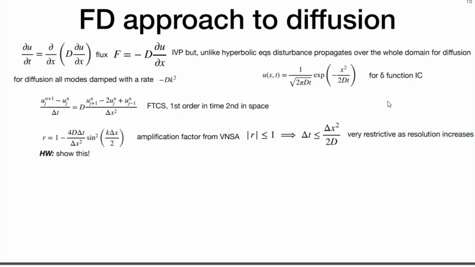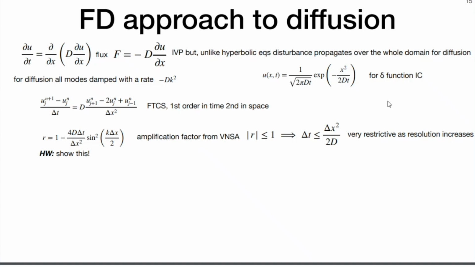Again, you can do the von Neumann analysis. This is the amplification factor that you get. And for diffusion, you know that all modes get damped rather than growing. So if the mod of R is greater than 1, that's numerical instability. And if you look at this expression, that happens at this term.